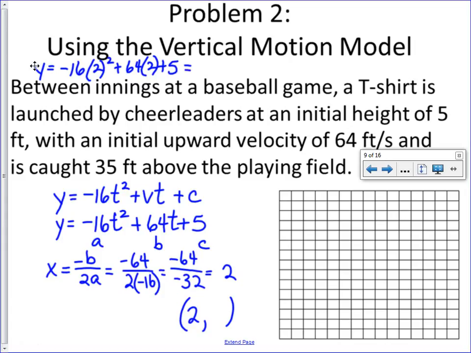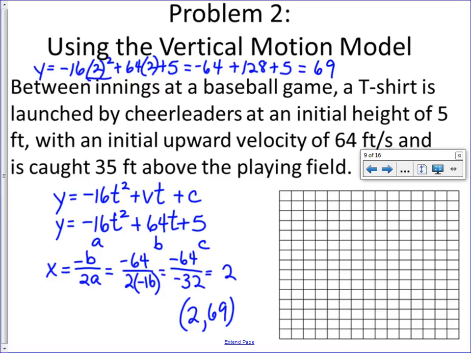All right, so 2 squared is 4 times negative 16 would be negative 64. 64 times 2 is 128, and then plus 5. Well, negative 64 plus 128 is 64, and 64 plus 5 would be 69. All right, so let's talk about what this all means. Our vertex is (2, 69). That is the maximum point or the vertex on our graph.